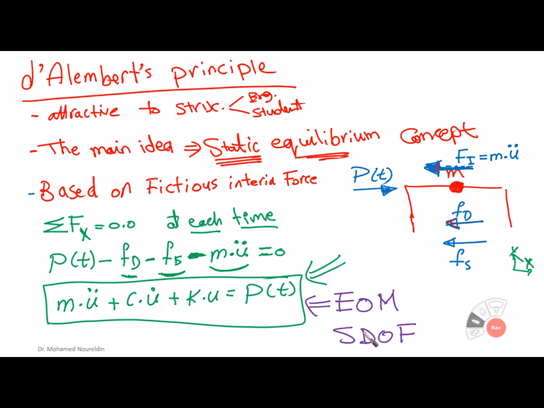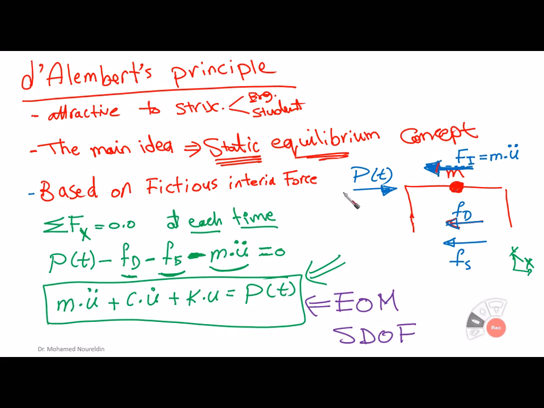Another principle that is commonly used is D'Alembert's principle. We said that it's attractive for structural engineering students, and the main idea implies the static equilibrium concept. This is why the students and the structural engineers like it, because we are talking about static equilibrium. It is based on something we call the fictitious inertia force. The idea is whenever we have a mass under motion, inertia forces are going to be developed opposite to the direction of motion.